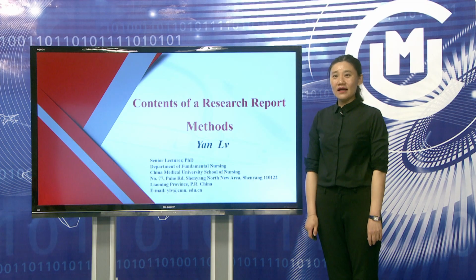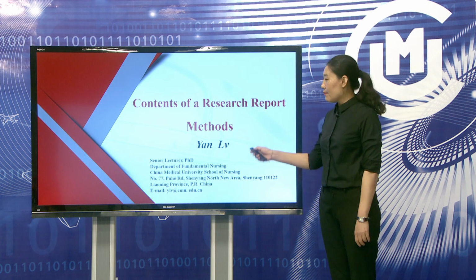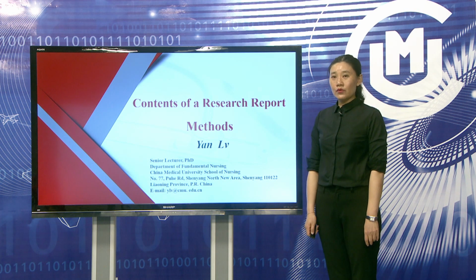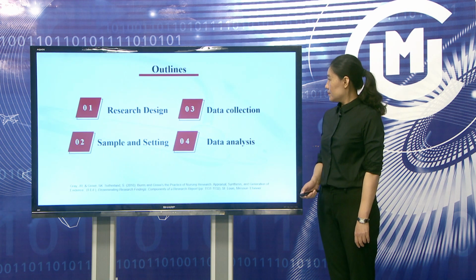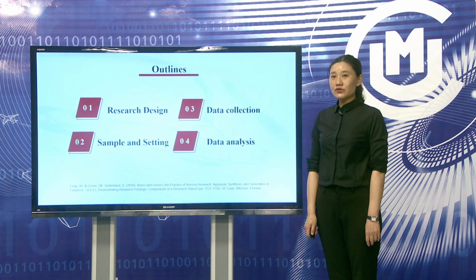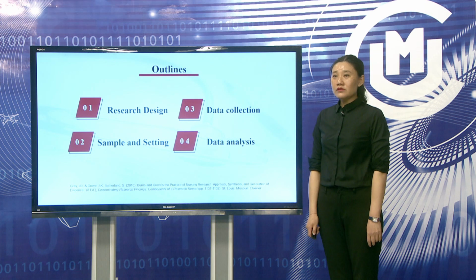Okay, last time we talked about one of four major sections, introduction, which explains the question: what did the researcher want to know and why did the researcher want to know it? Today, I want to talk about another part, methods, which answers the question of how to conduct a study. The reader needs to understand what the researcher did to address the problem identified in the introduction.